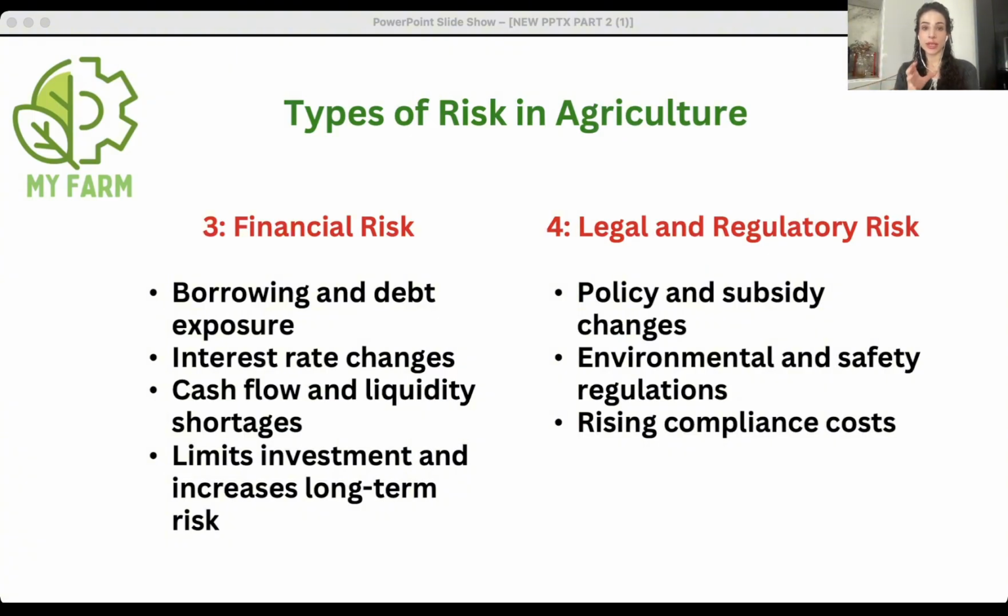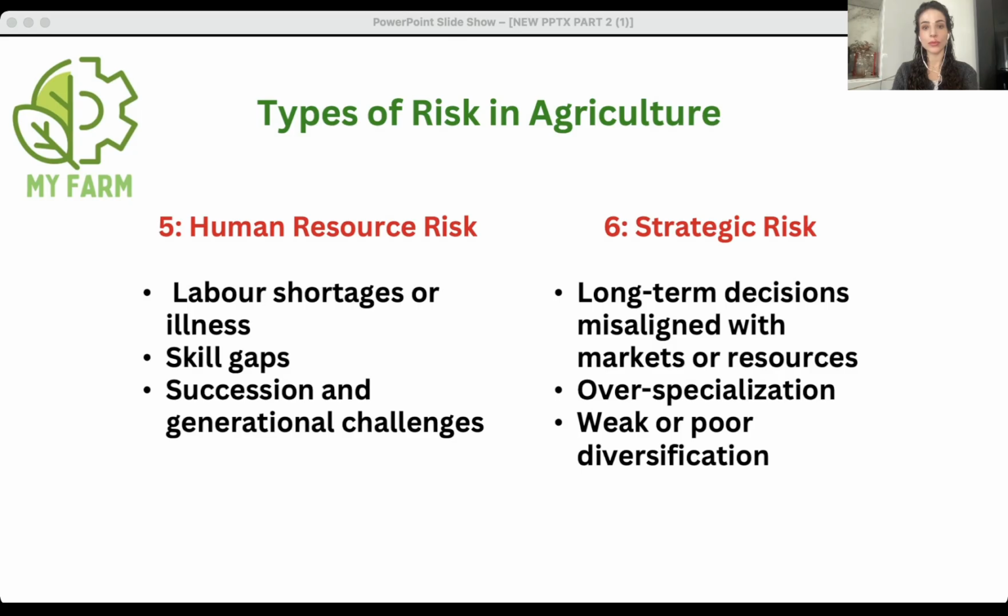Fourth risk is associated with legal and regulatory risk, and this is related to changes in government policies, subsidies, environmental regulations, or compliance costs. Fifth risk is about human resource risk. This stems from labor shortages, illness, skill gaps, or intergenerational succession issues.